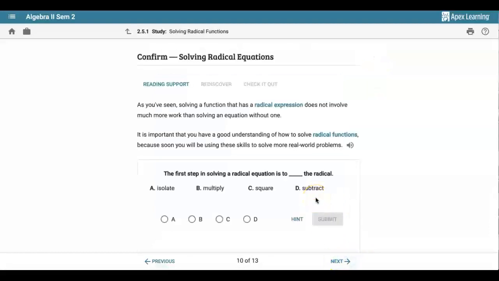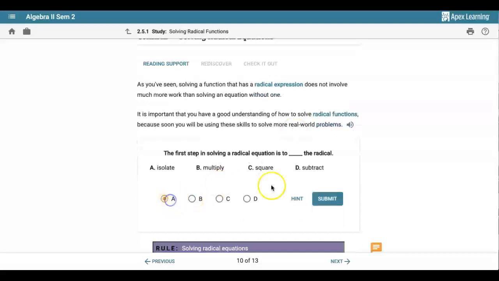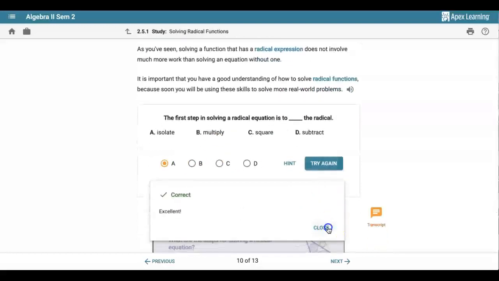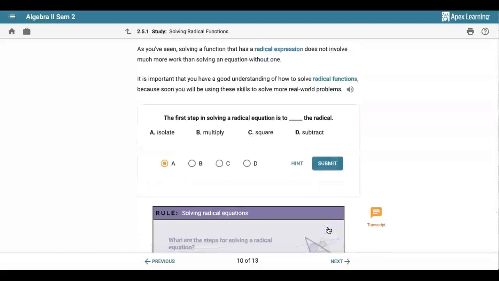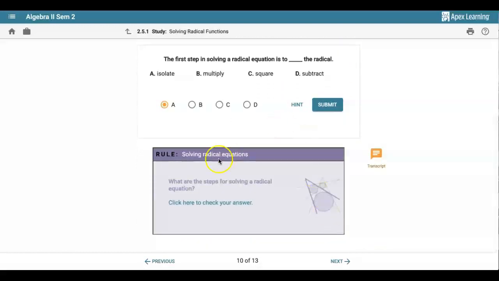Awesome. To confirm what we know here, the first step in solving a radical equation is to isolate the radical. We need to get it by itself, using those processes that we already know. Then, once we isolate the radical, we square both sides, we simplify, and then again, we solve for x using multiple steps if necessary.